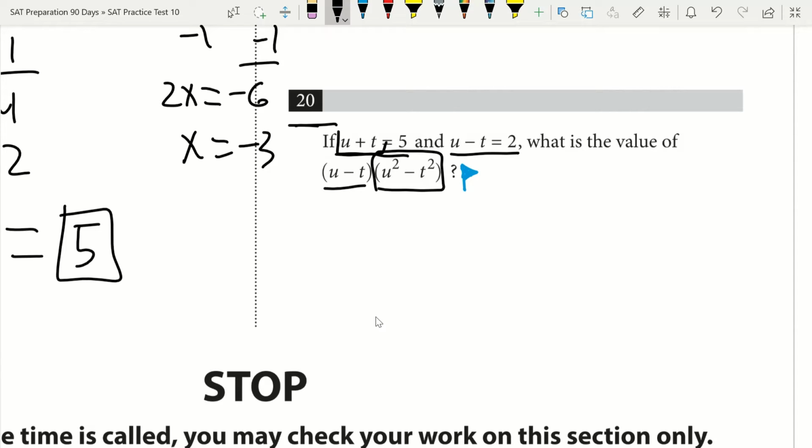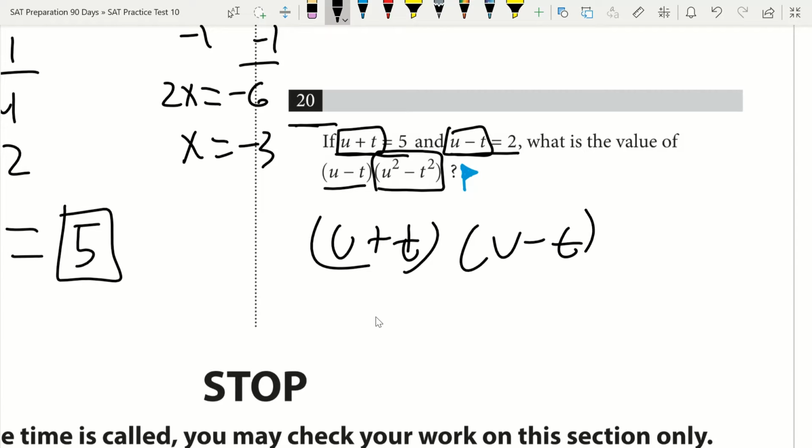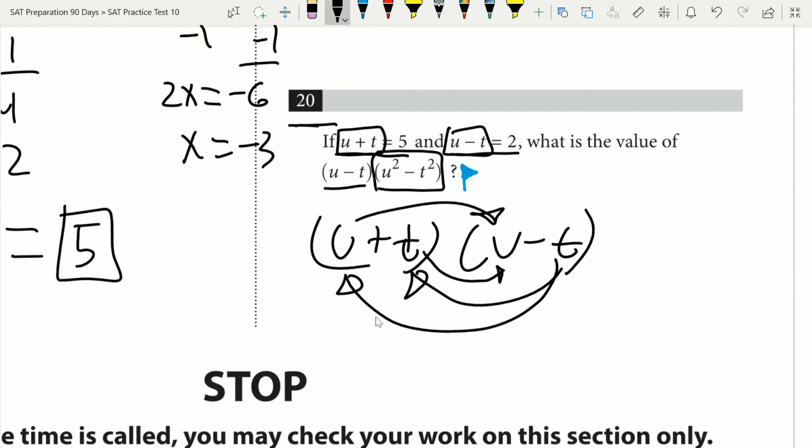Well, what is that equal to? That's equal to u plus t times u minus t, right? Because if we do that, we have u plus t times u minus t. When we multiply, we end up with u squared, then minus t squared, and then this plus t times u gives us plus tu, but then we'll have minus tu going this way. So those will cancel out, and we'll be left with u squared minus t squared.